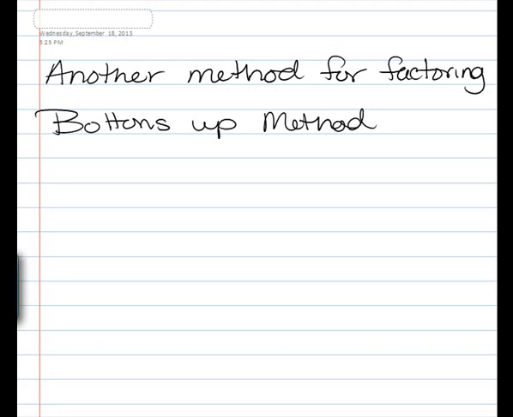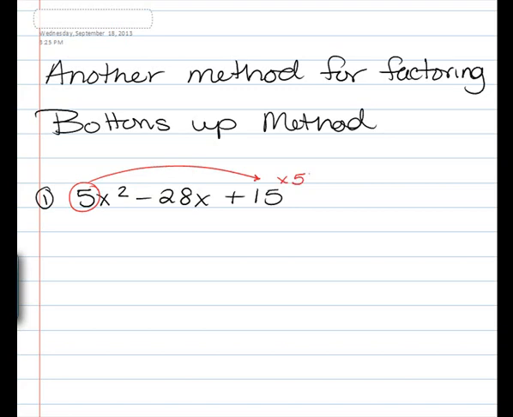So the first example I have for you is 5x squared minus 28x plus 15. As you can see, the three terms, 5, 28, and 15, have nothing in common, so there's no GCF, or greatest common factor, that I can take out. So the way I'm going to start this problem is a little different. We're going to take this number out in front, 5, and multiply it times whatever's sitting at the very back of our problem.